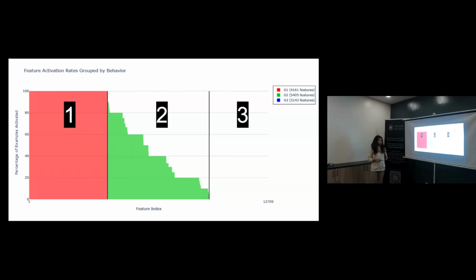The results were, here are the three groups that we saw earlier. We can see for group one, all of the sample sentences activated. But for group three, none of them did. So there's actually quite a lot. And then for group two, you can see that some features only activated for 80% of the time, or 60%, or 40, or 20.